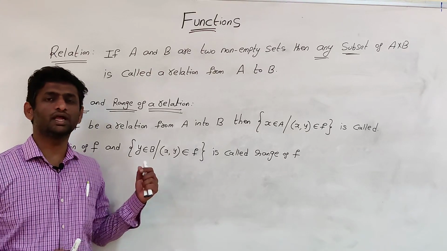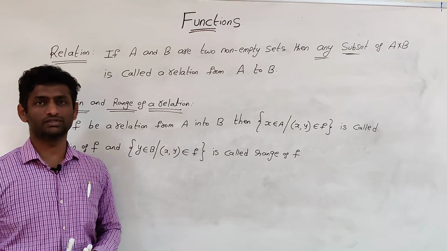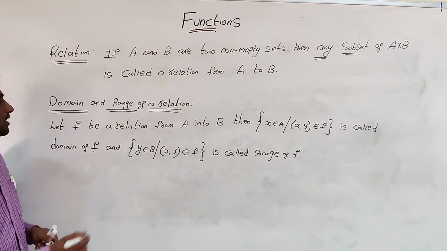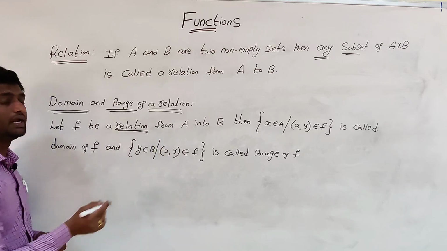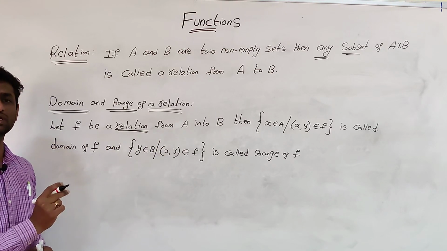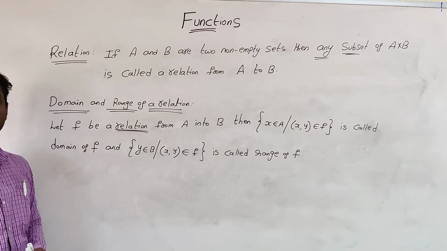Now the domain and range of the relation. So let F be a relation. What is a relation? It is a subset of A cross B, meaning any one of the subsets of A cross B.